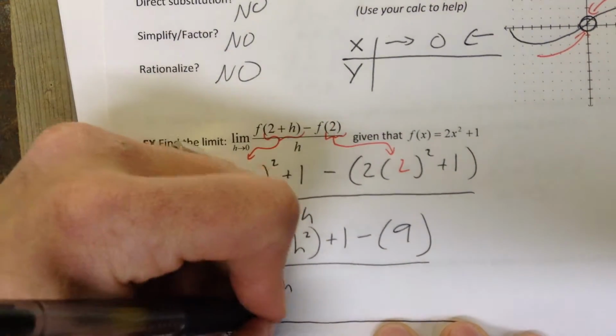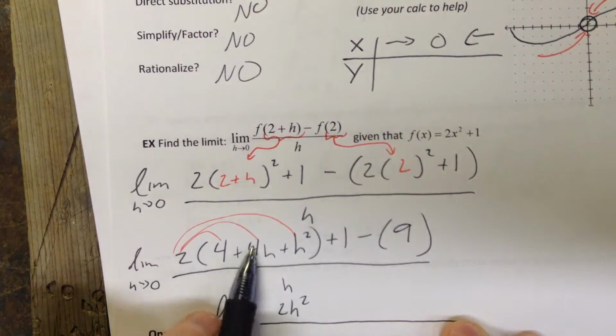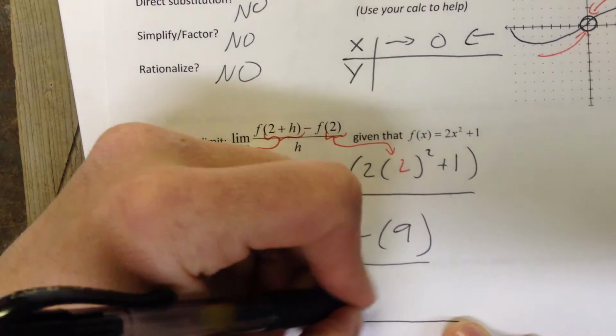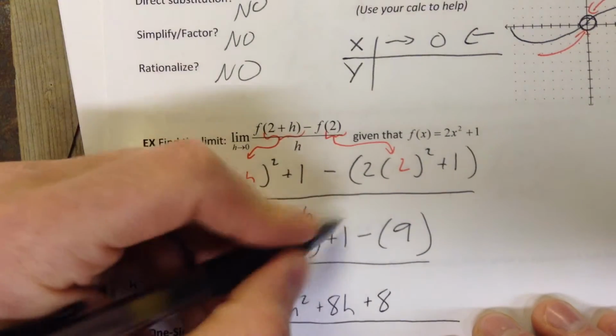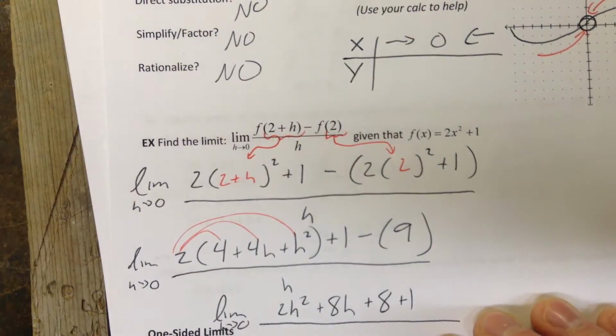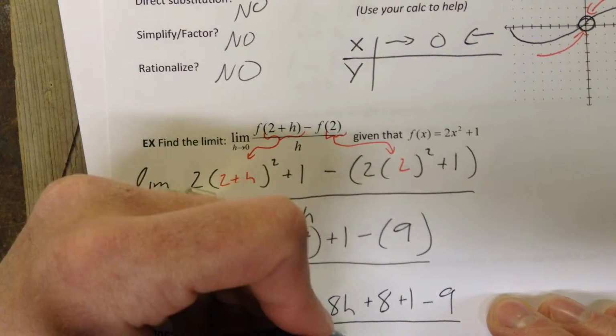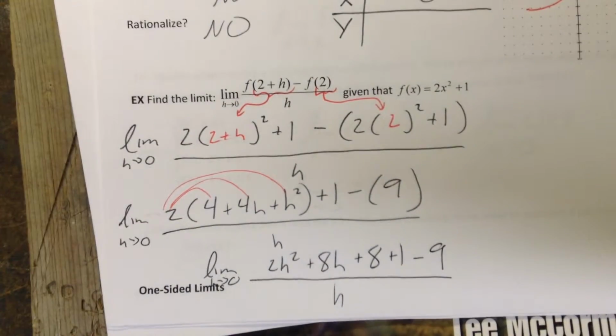2 times h squared is going to be 2h squared. Then I'm going to do 2 times 4h, which is going to be 8h. And then I'm going to do my 2 times 4 with my 8 at the back here. Still have my plus 1 right there. Don't forget about your plus 1. And then we have a minus 9 at the very far back right there, and an h on the denominator.